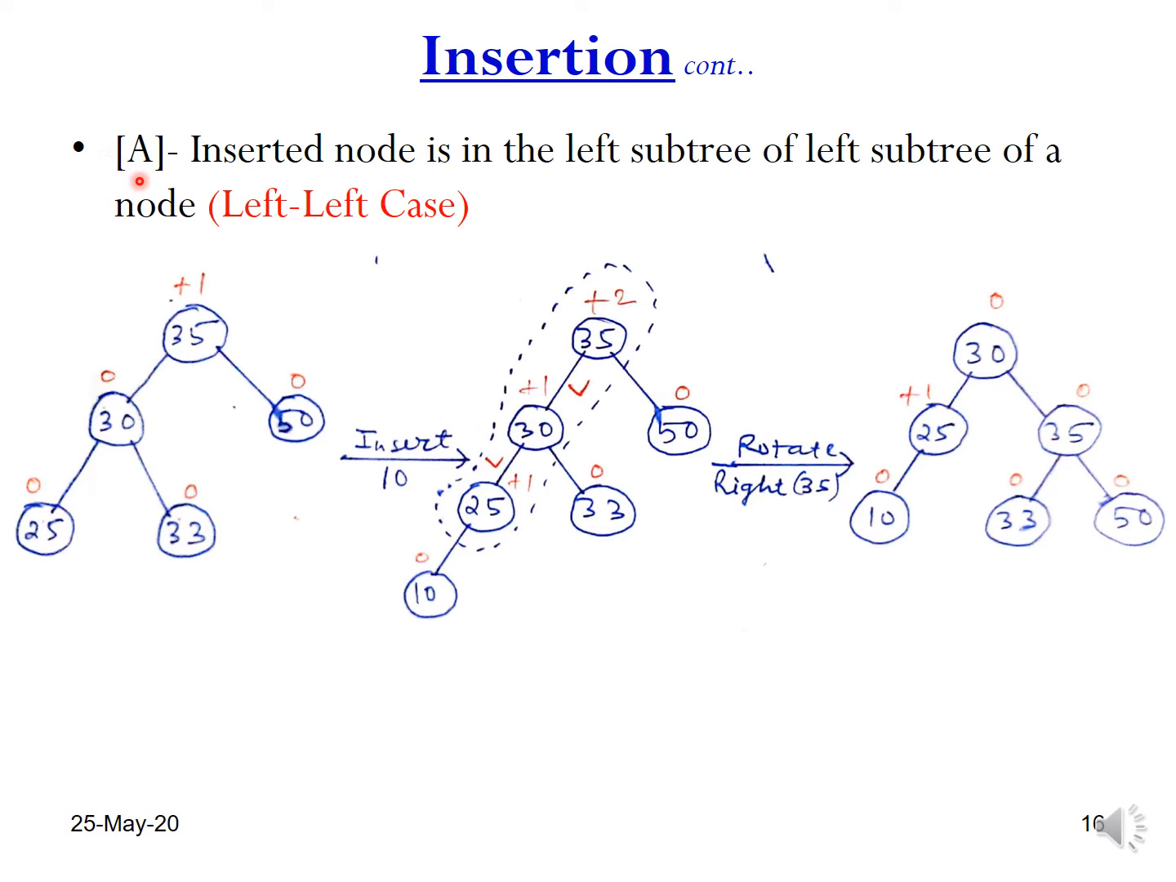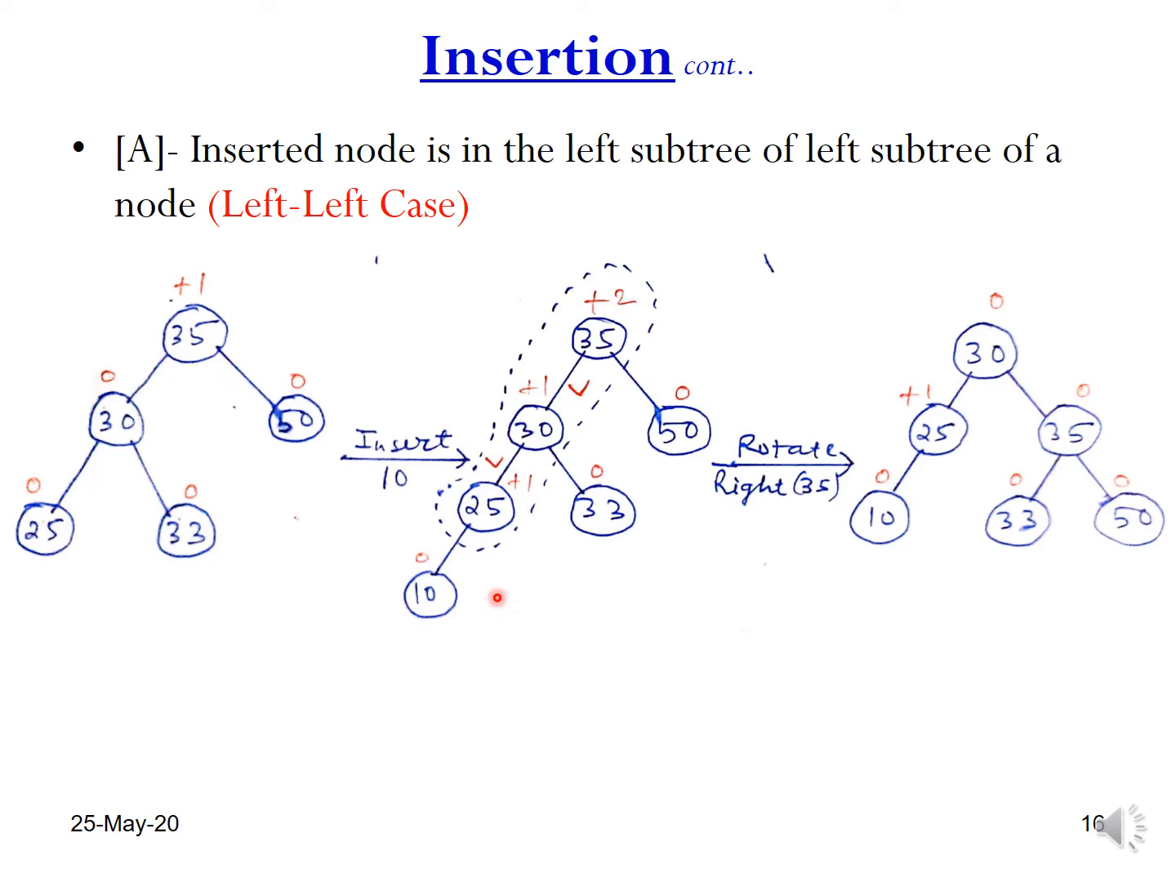Let us say this is case A: the inserted node is in the left subtree of the node. This is the left case. In this diagram we have 35, 30, 50, 25, 33. This is an AVL tree because the balance factor is less than or equal to 1. The balance factors are plus 1, 0, 0, 0, 0. Now we are inserting a node with value 10. As 10 is less than 25, it will come here.